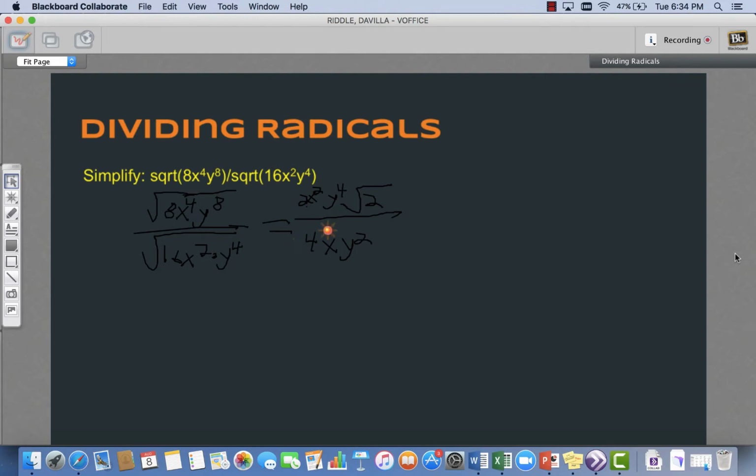And now we can just cancel like terms here. So this 2 over 4 will just turn out to be 1/2, top and bottom. x squared can be canceled out with x here, so we'll just have 1x on the bottom. I'll get rid of that 1, turn it into an x. We'll have y to the 4th cancel out with y squared here. So that will be y to the 2nd power on the top, with the leftover there. And what's left inside is just that radical 2. So that's your most simplified answer that you can get with this radical.